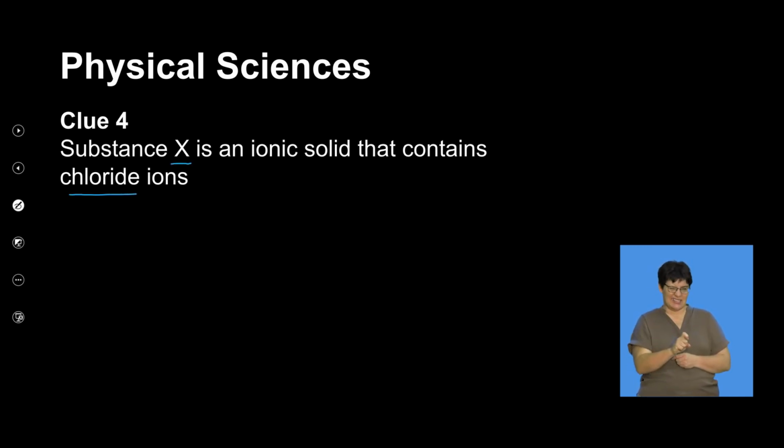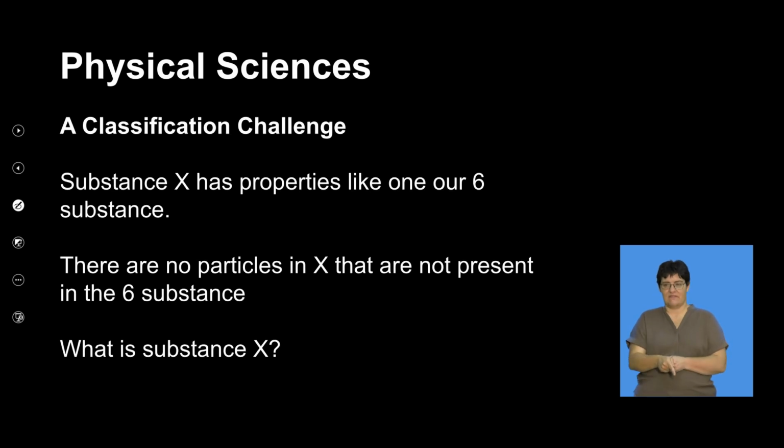It contains chloride ions, okay? That's the first clue. So substance X has properties like one of the 6 that are given. There are also no particles in X that are not present in the 6 substances. What does that tell us? It tells us that all these 6 substances given as possible options of what X could be actually consist of particles. Now, our task is to establish the identity of substance X, right?